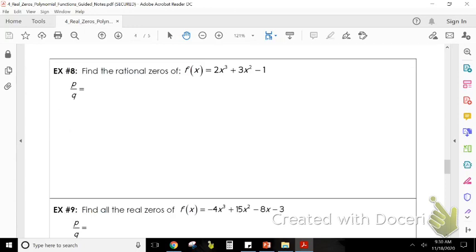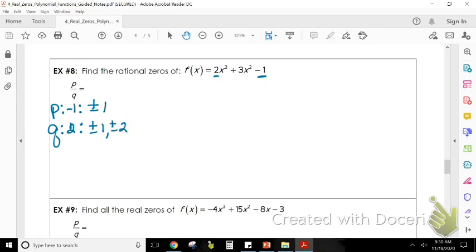So moving on to example 8, we're doing the same exact thing. We're finding the rational zeros of a different equation now. So p is going to be the factors of the constant, which is a negative 1. That's pretty easy, plus or minus 1. And q, remember, is the factors of the leading coefficient, which is a 2. So we get plus or minus 1 and plus or minus 2.